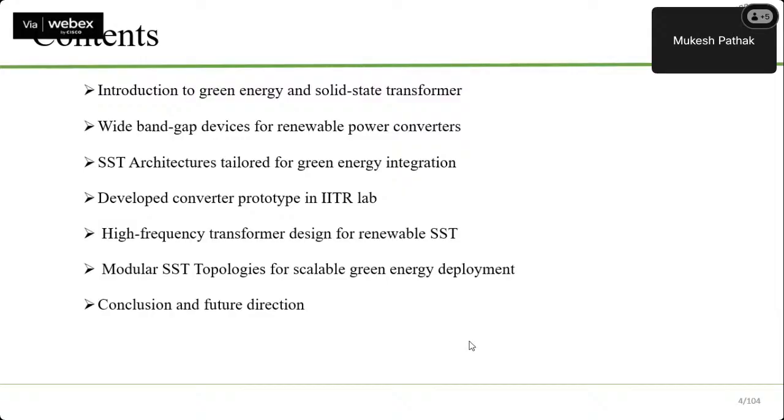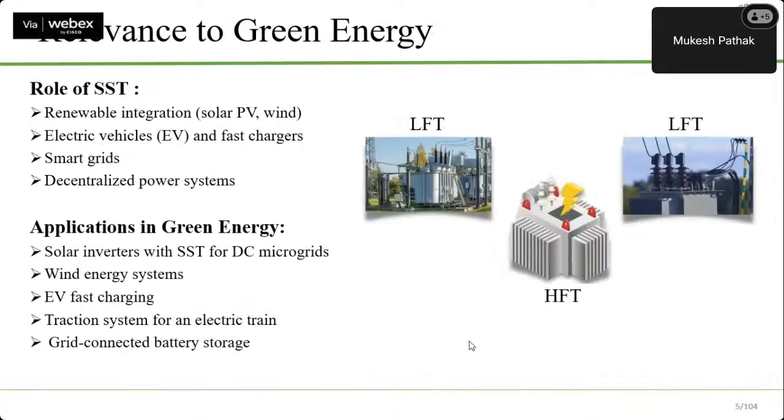So we'll introduce solid state transformer. We'll also see the new type of devices, wide band gap devices, and their converters for renewable energy, and SST architectures. We have developed a few prototypes. We'll also look at that. And solid state transformer primarily comprises a high frequency transformer also. So we'll also look at the high frequency transformer design if time permits, more topologies of SST, and then the future direction.